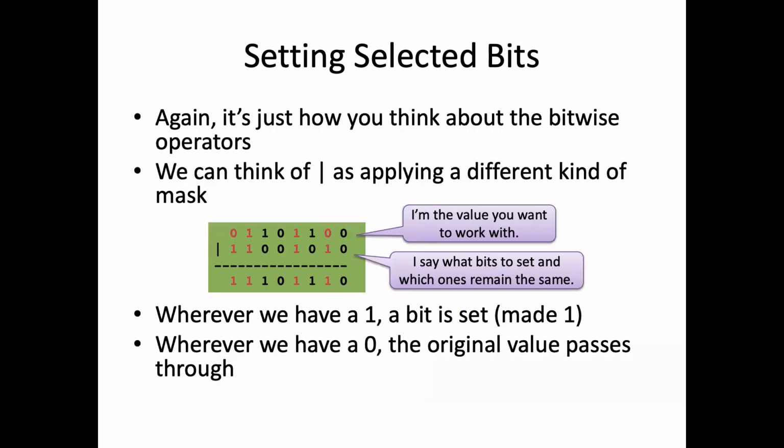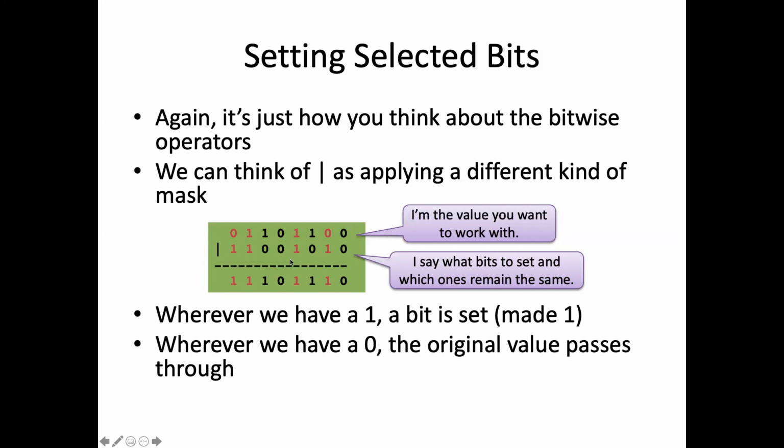The OR operator is good for setting selected bits. You just have to prepare a mask that says which ones to set. The way to prepare it is kind of like the AND operator. The rules are just different. You put a 0 wherever you don't want a bit to change. So that's kind of backward from how AND works, but you can see here the black bits are the ones I wanted to leave unchanged.